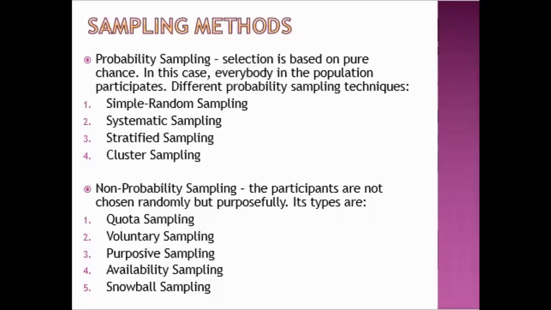Yung unang method for the simple random sampling is you have to list all the members of the population. You could write their name on a card and choose a card through a pure chance selection. And yung second, you could also have a list of all the members, give a number to that member, and then use randomized or unordered numbers in selecting names from the list.